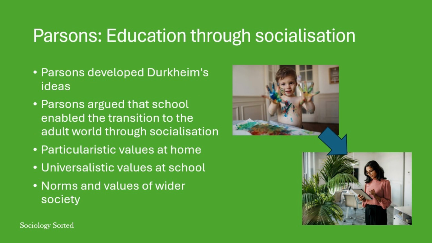Parsons, our second theorist, went on to develop the work of Durkheim. He argued that school acted as a bridge between home life and the adult world of work, and adult society. Parsons argued that the home was a safe haven from the stresses and rigors of adult life. He referred to home as a warm bath, an idea we will pick up in other videos. Part of this was that adult norms and values would be relaxed in the home. Children might lie on the floor and watch television. This would obviously be unacceptable in the workplace.